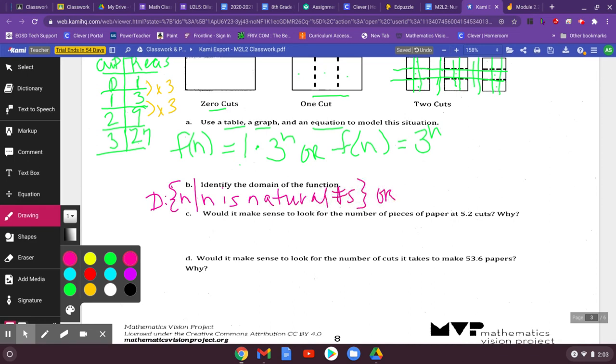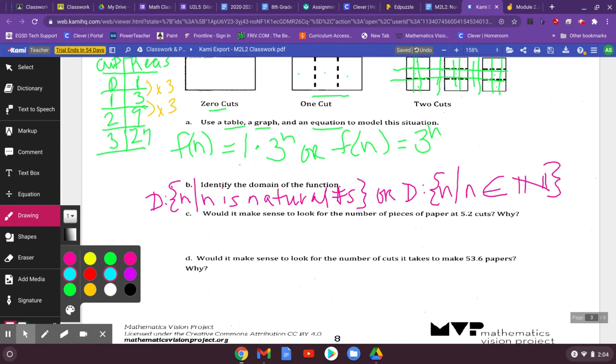And we can summarize that up as natural numbers. We can also write it in notation form. Note, you don't have to do both of these, but you need to be able to recognize it for when you get your reflections. So n is natural numbers.